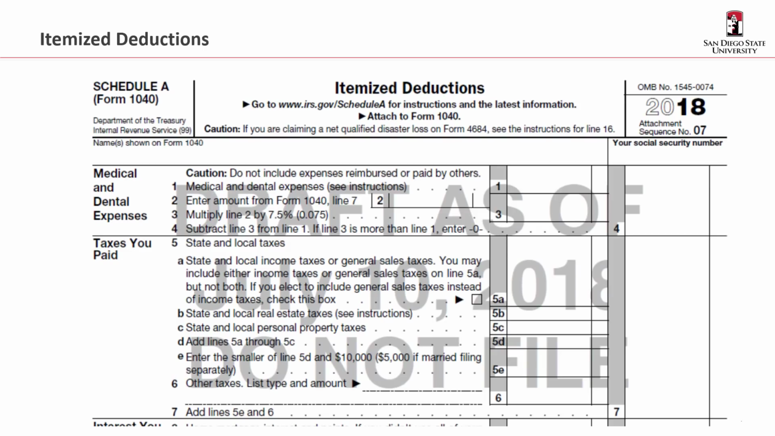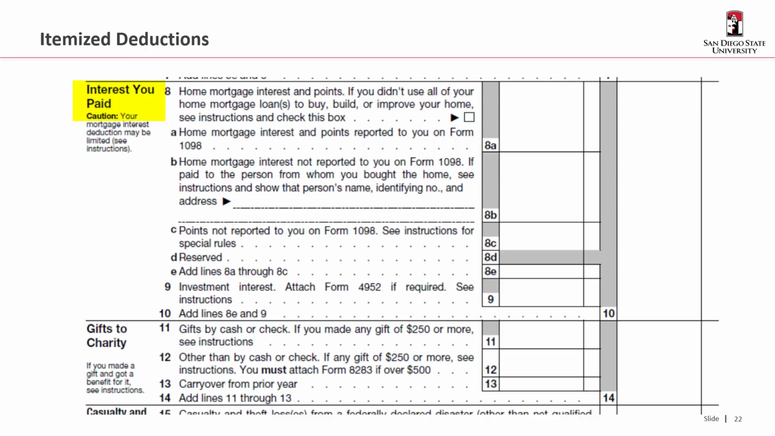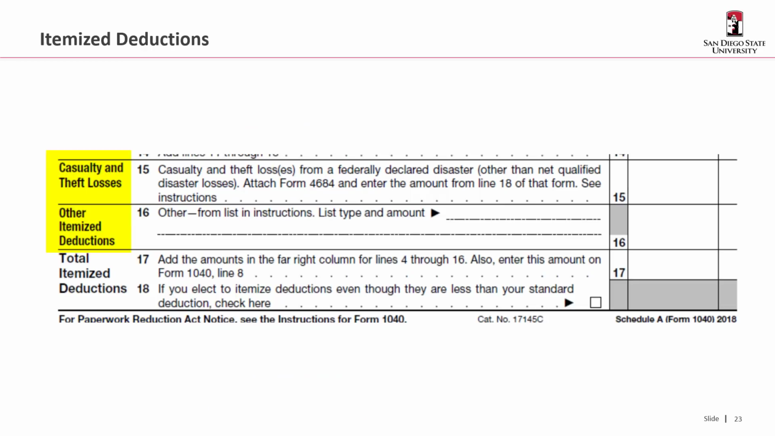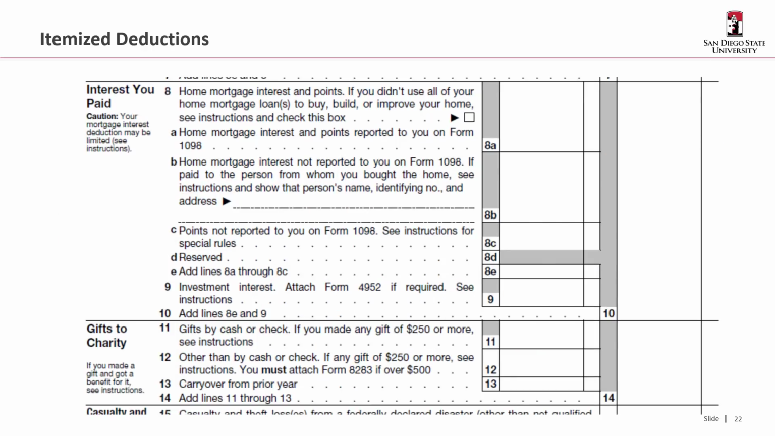So Schedule A for 2018 looks like this, and it lists all of the itemized deductions that are available to you. You can see up at the top: medical and dental expenses, state and local taxes that you paid, interest that you paid, gifts to charity, so charitable contributions, casualty and theft losses, and then other itemized deductions, which is a small list of other things that you can deduct. We're going to defer a detailed conversation about what these itemized deductions are until Chapter 6, but we should still understand that they're out there and what they represent.